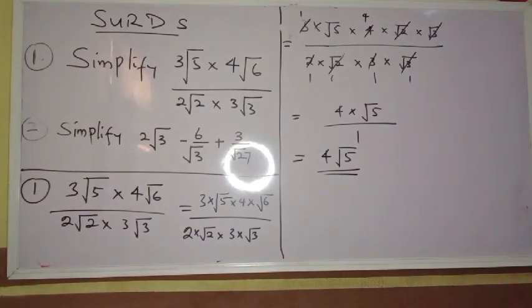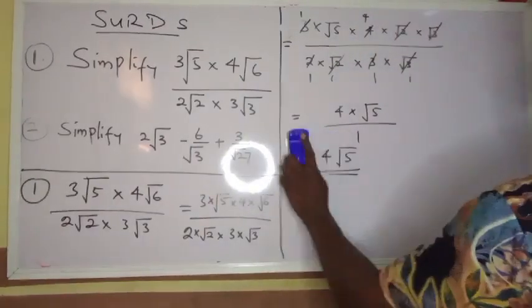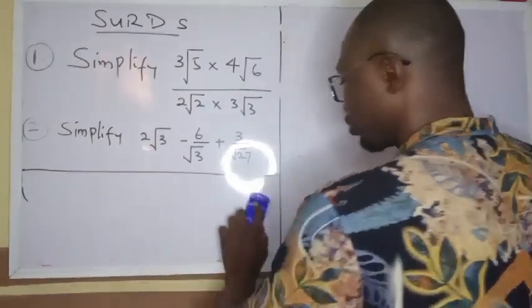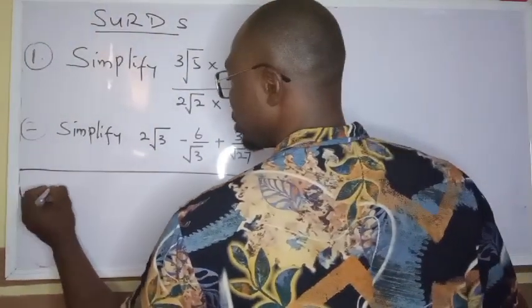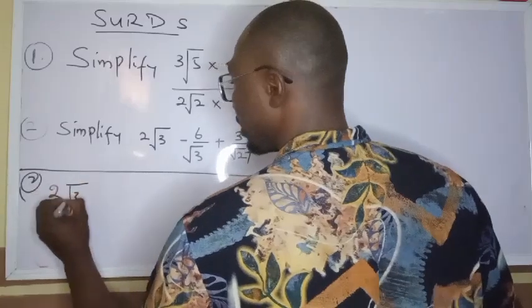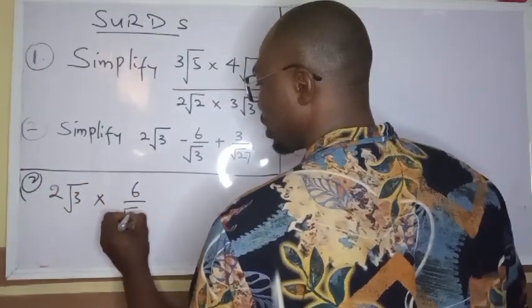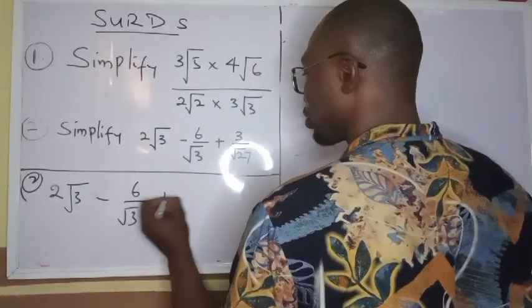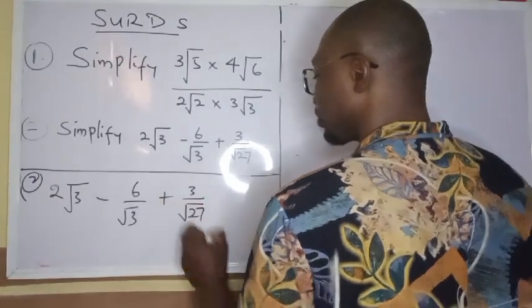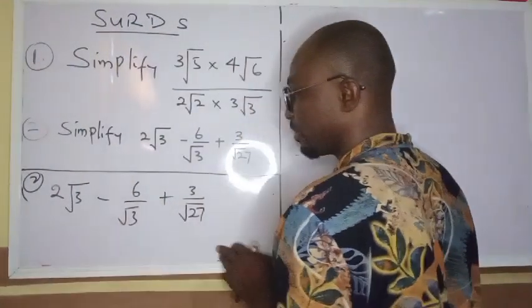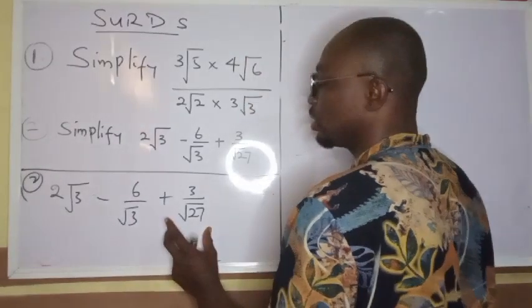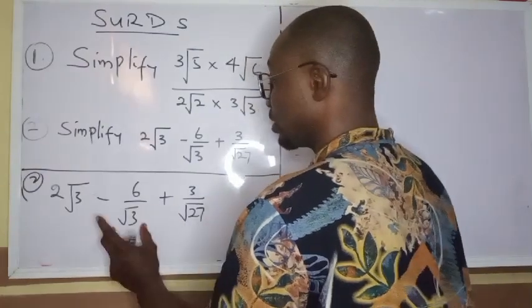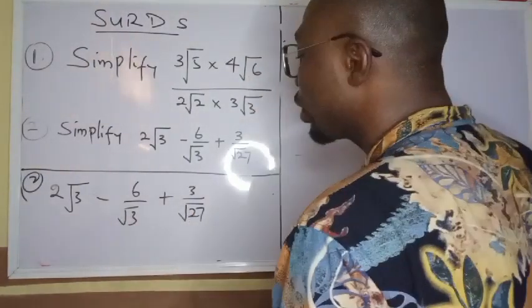Now let's look at the second question. Question number 2 is, we have to simplify 2 root 3 minus 6 all over root 3 plus 3 all over root 27. So if we look, this is the first term of this expression, this is the second term, and this is the third term. Now we can perform our division on the second term and the third term. And how do we go about it?